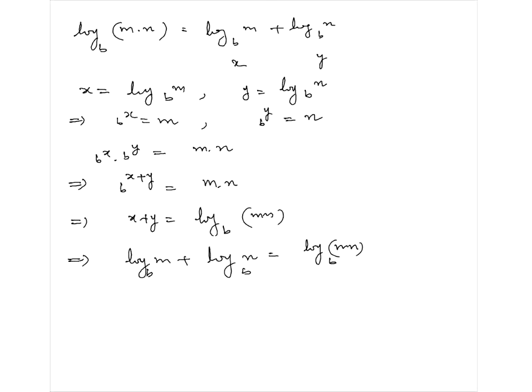The proof is very easy. Let's look at the RHS. Log m to the base b, that we are taking as x, and log n to the base b, that we are taking as y. x and y are just any two numbers. Now if x is log m to the base b, then b raised to the power x is going to be m, and b raised to the power y is going to be n. Multiply these two equations. So you get b to the power x into b to the power y equal to m into n. But you know this result, this becomes b to the power x plus y equal to m into n.